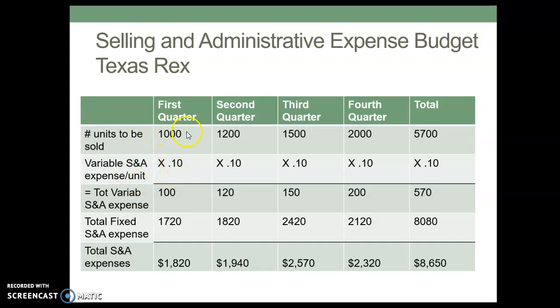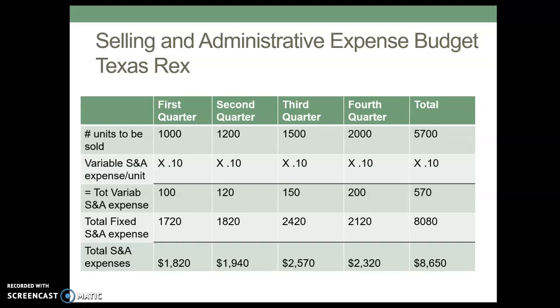So if I'm going to sell 1,000 units times 10%, that means I'm going to have roughly $100 of variable expense. Then my fixed selling and administrative expense for depreciation, etc., for each quarter is listed here as well. These numbers come from your book, and so then we add them together, the 100 of variable, the 1720 of fixed, and we get 1820 total selling and administrative expenses.